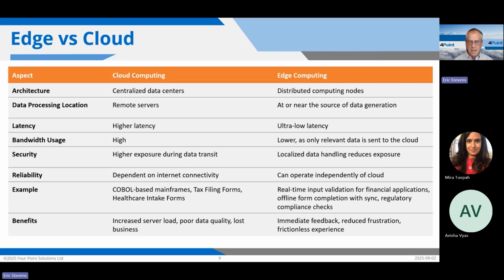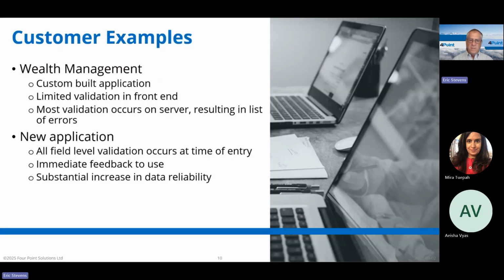So let me give you some examples of this and how we've done this for some organizations. One is a wealth management organization. They had a custom built application with limited validation on the front end. They built some stuff into the custom application that was working inside the browser, but most of the validation was occurring on the server. And what this did was result in a list of errors, all right? So that you would send it back in and suddenly a bunch of fields across a complex form environment.